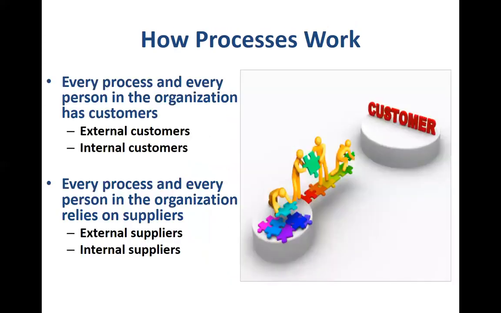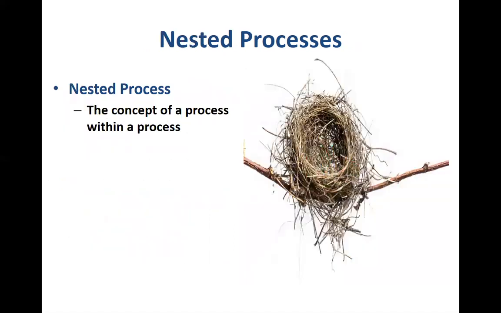Now, how do these processes work? We already saw that for every process, there is an external customer and internal customer. And the other way of looking at it is that every process or every person within an organization would have some supplier, whether internal or external, that they would be relying on. So the idea is to synchronize between these internal suppliers, internal customers, external customers, and the organization itself in the form of different processes, interrelated series of processes.